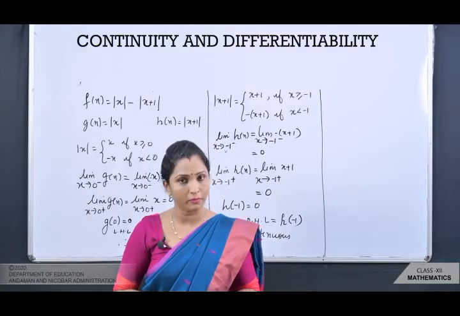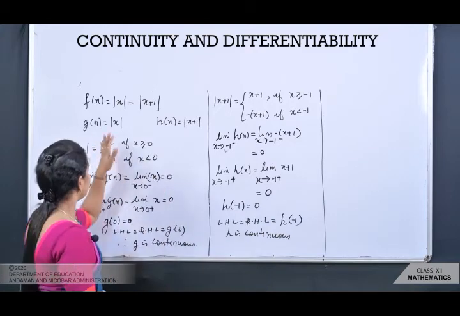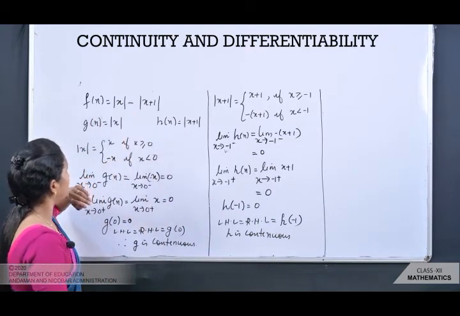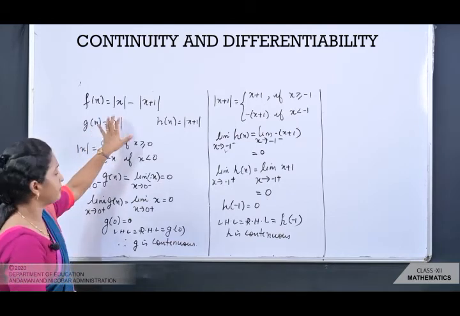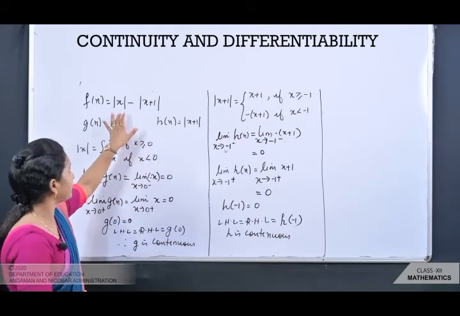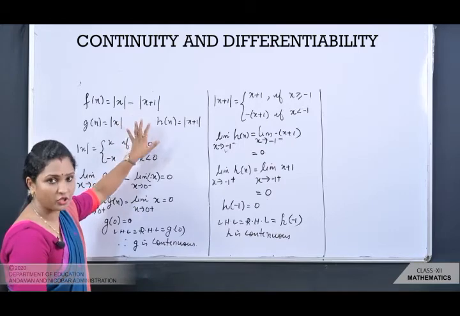See 34th question, find all the points of discontinuity of f defined by f(x) is equal to mod x minus mod x plus 1. You have to find all the points of discontinuity. Now see here this question, mod x minus mod x plus 1, you have to find the discontinuity. Okay, now what I am doing, I am using here algebra of continuity. Separately I will see whether the function is continuous or not.